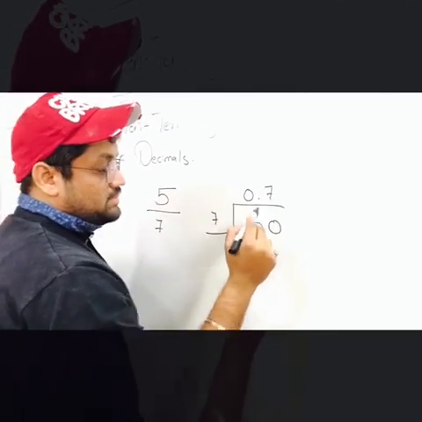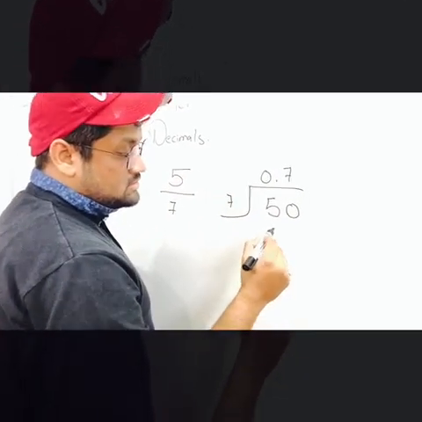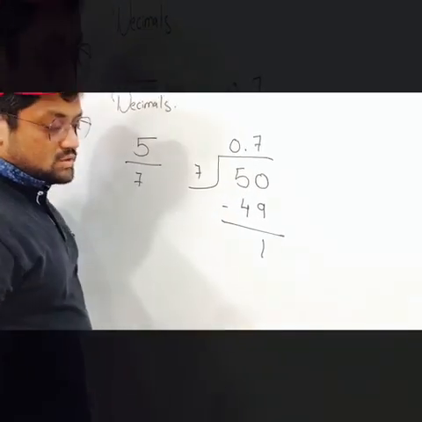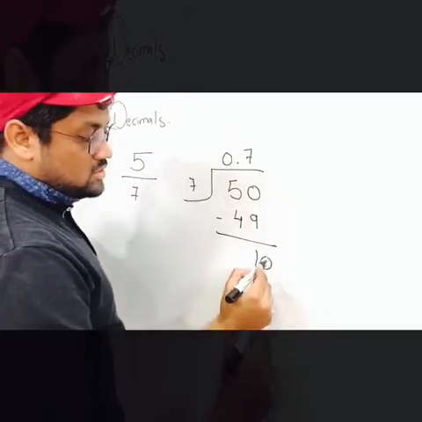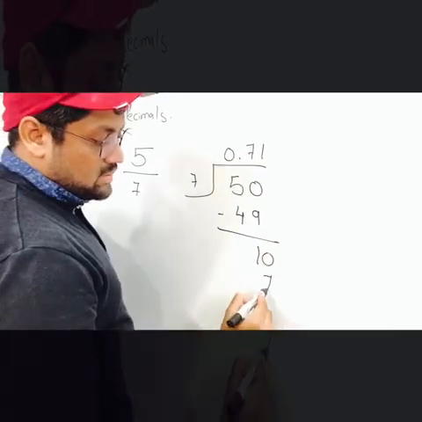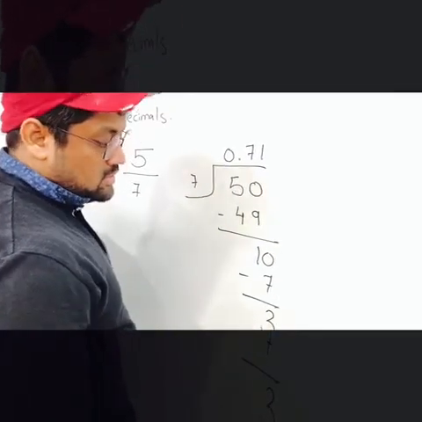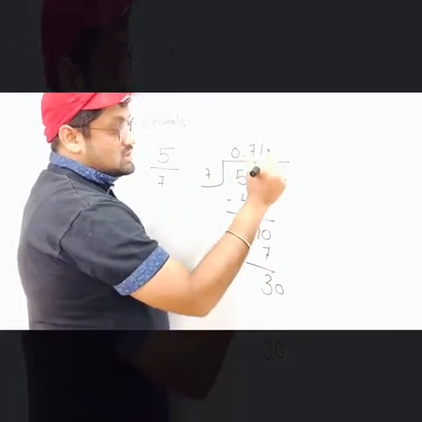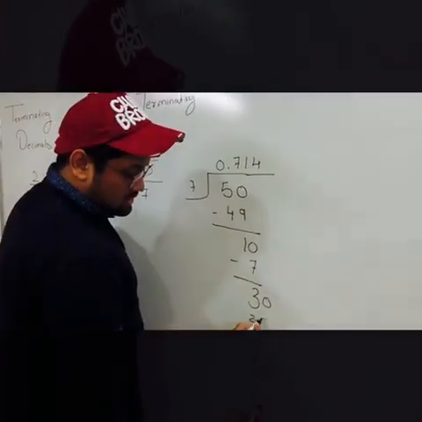7 sevens are 49. Our answer will be 1. Again we will put 0. 7 ones are 7. Again we will put 0. 7 fours are 28.